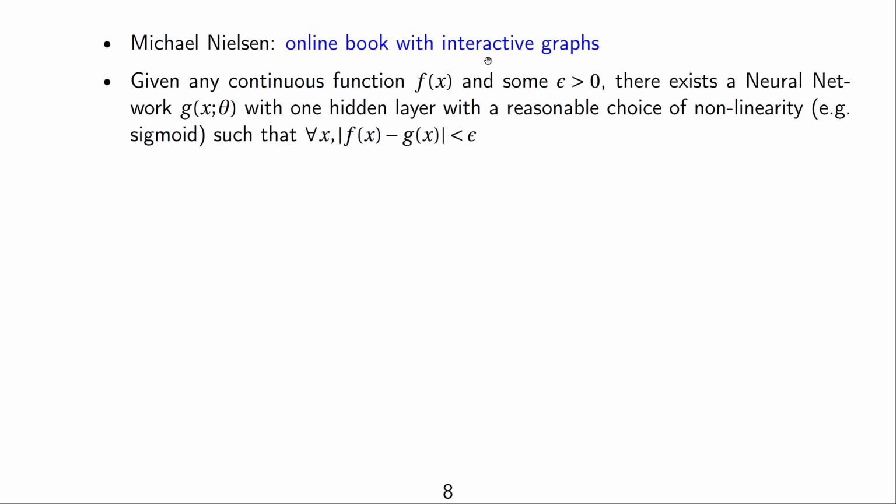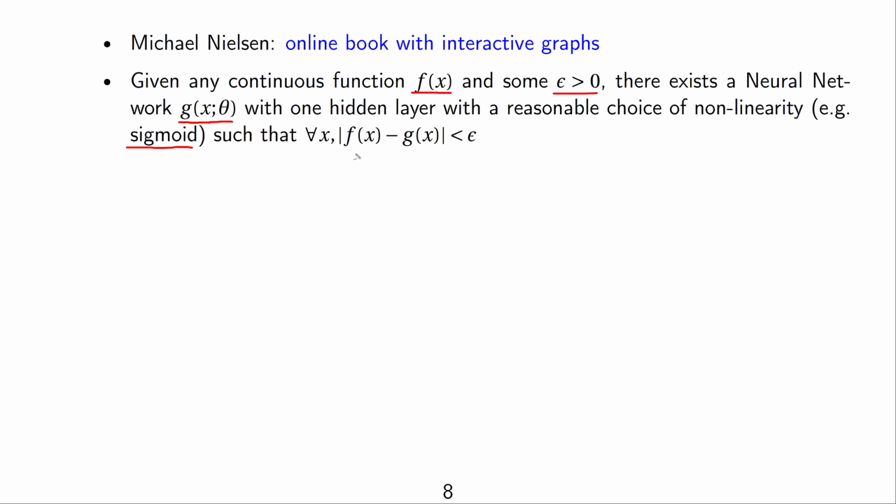Before looking at the link on top here, this online book, let's still read this simple version that says that given any continuous function f of x, and some epsilon greater than 0 that tells us basically how well we would like to approximate, there exists a neural network that computes a function g of x parameterized by theta, and it has only one hidden layer with a reasonable choice of nonlinearity, again in this particular choice sigmoid.